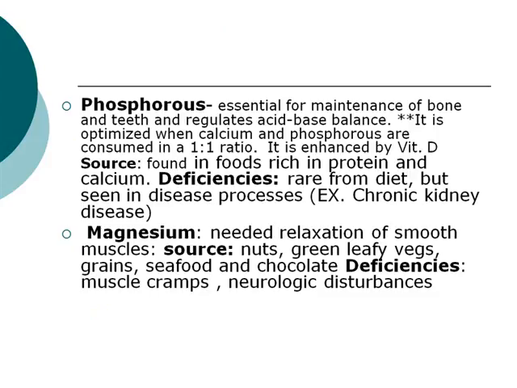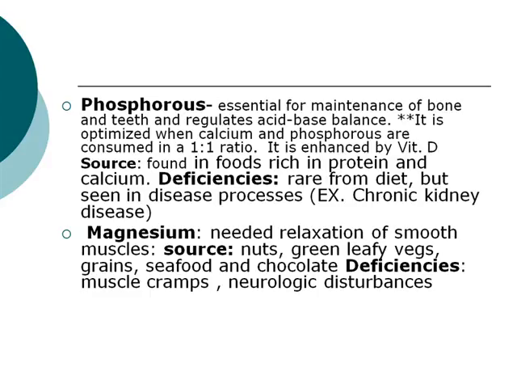Phosphorus is essential for bone and teeth, of course, and phosphorus helps with acid-base balance. It is best when we take calcium and phosphorus in a 1-to-1 ratio, and it is enhanced by vitamin D. We find it in foods rich in protein and calcium. It is kind of rare for someone to have a deficiency of phosphorus, but you will see it in certain diseases, particularly chronic kidney disease.